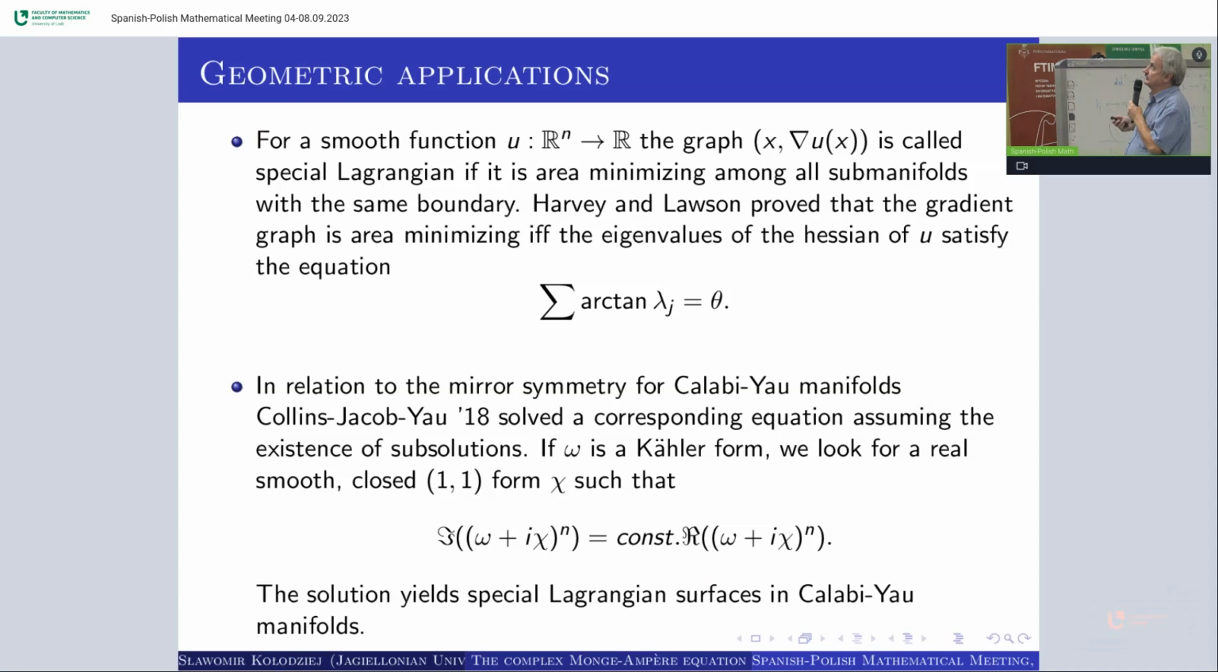And in terms of eigenvalues of some matrix, it corresponds to this equation. And then the solutions of this equation via some Fourier-Mukai transform correspond to special Lagrangian surfaces in the mirror manifold of the given manifold.